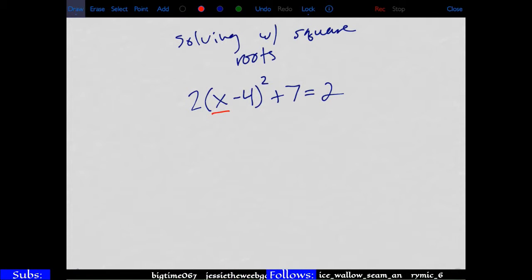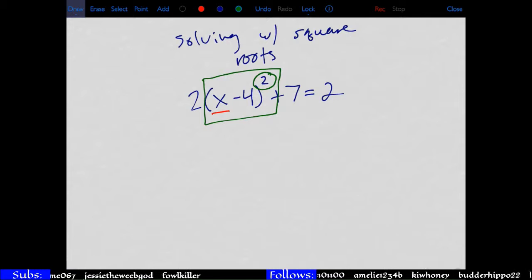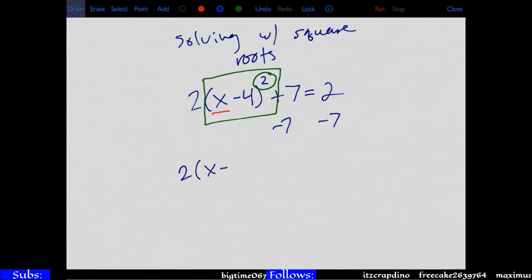Now to get x alone, we're going to at some point have to get rid of this square. To get rid of that square, we want to get the squared piece, so this entire thing, alone so we can square root it. And that will cancel out the square. The first step is thinking, how do I get this entire squared piece, 2 times x minus 4 squared, alone? To do that, we're going to minus 7 from both sides. So then we're left with 2 times x minus 4 squared equals negative 5.